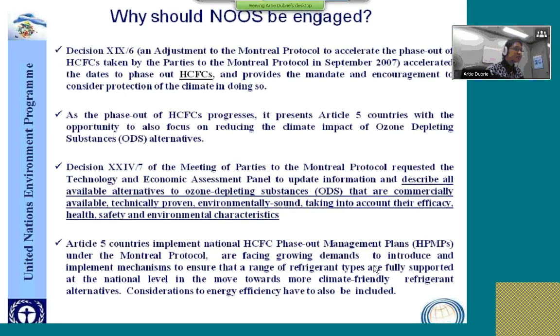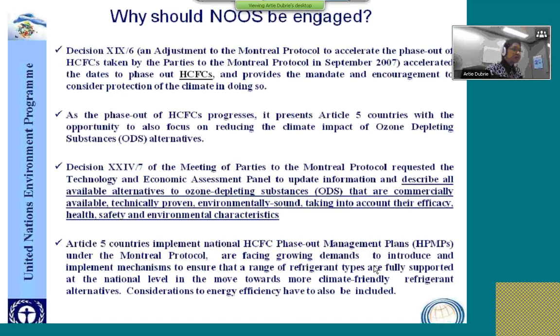So we have decision 19.6 of the Montreal Protocol that led to the acceleration of the phase-out of HCFCs. From this decision, as the phase-out of HCFCs progresses, our Article 5 countries, which are primarily our developing countries, have an opportunity to focus on the adaptation to longer-term alternatives with the added benefit, of course, of climate impact.